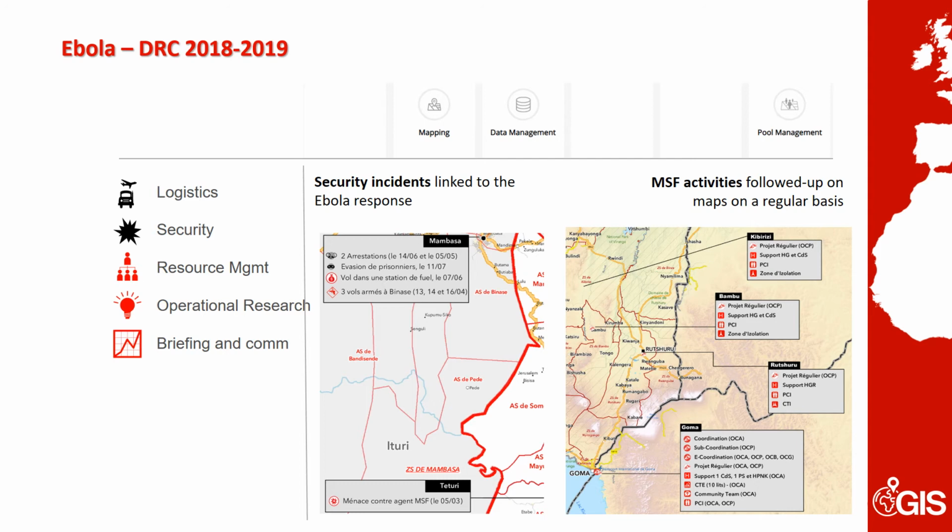And also another vital information displayed on maps is the follow-up on MSF activities. We have to know at a glance on a map where the health centers are, where the treatment centers are, and so on. Otherwise, it's very difficult to plan in a large area like the DRC.